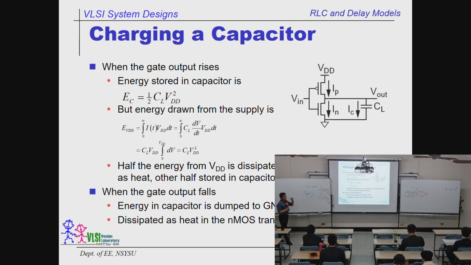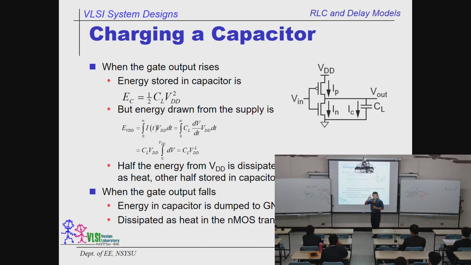Okay, now let's use this equation on a simple circuit, which is a driver driving a load. The energy stored in the capacitor, according to that equation, is equal to 1/2 C_load times V squared. Is that right? Because the final voltage of the C_L is equal to VDD. But the energy we take from the power supply is the integration of this one, equal to what? C_L times V squared.